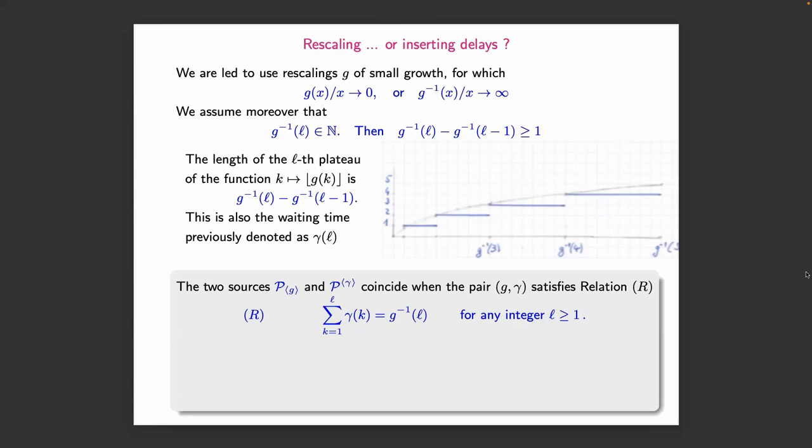And the source P, where I consider the rescaling G, or P to the gamma, when I consider inserting delay gamma, coincide exactly when the pair G, gamma satisfy this relation. Okay. But now, the processes are the same, but it's not the same point of view. So I keep the two points of view because both will be useful.